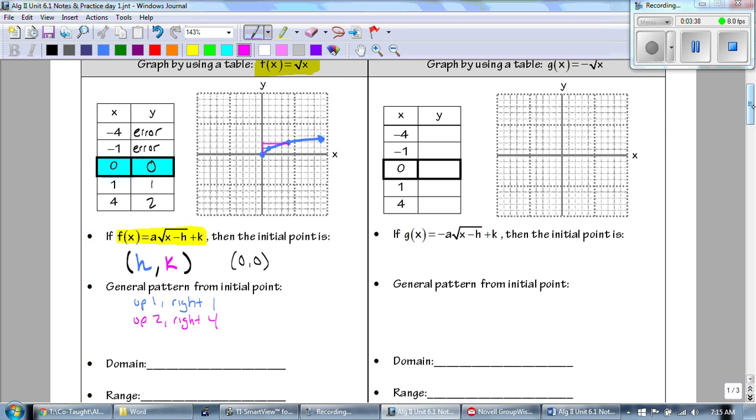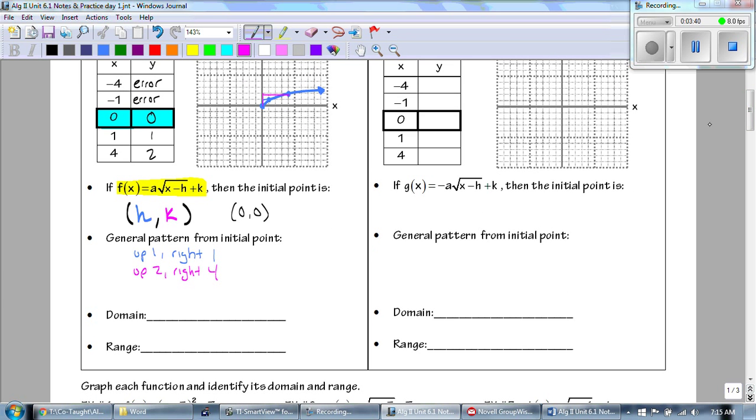Now, the next thing that we're going to be talking about is the domain. Remember that domain is all of your x values. Well, we used to say from negative infinity to positive infinity, but that's no longer the case because I'm starting at 0. So it's going to be from 0 to positive infinity.